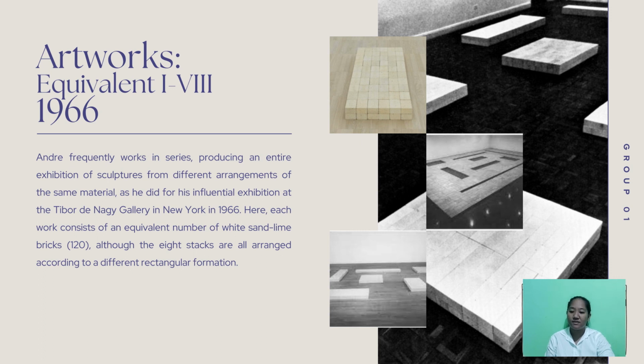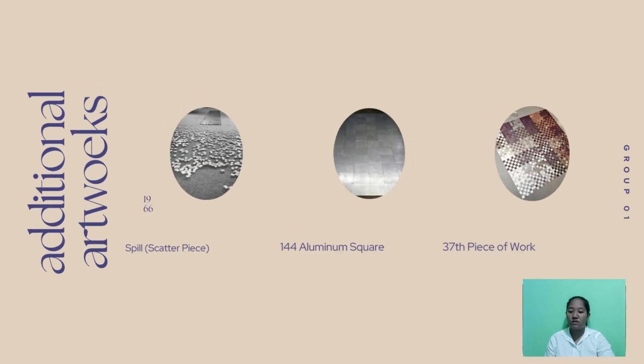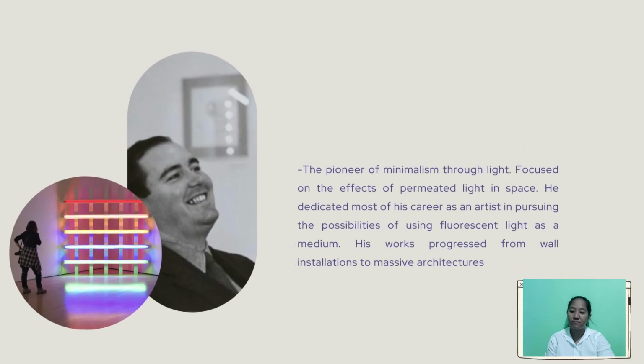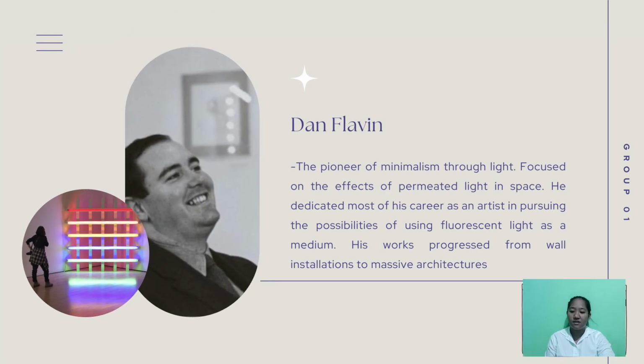Andre frequently works in a series, producing an entire exhibition of sculptures from different arrangements of the same materials, as he did for his influential exhibition at the Tibor de Nagy Gallery in New York in 1966. Here, each work consists of an equivalent number of white sand-lime bricks, although the 8 stacks are all arranged according to different rectangular formations. Additional artworks are Spill or Scatter Piece in 1966, 144 Aluminum Square in 1967, and 37 Pieces of Work in 1969.